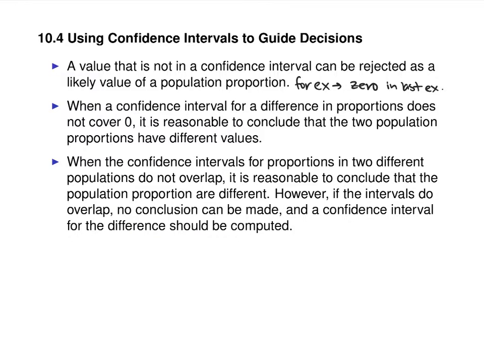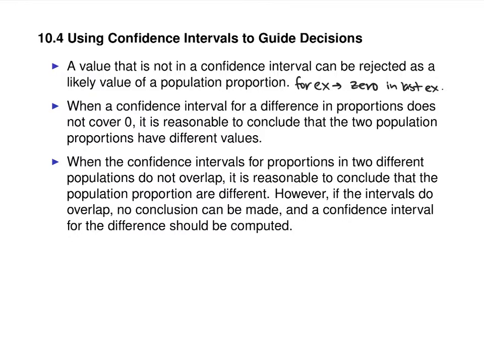When a confidence interval for a difference in proportions does not cover 0, it's reasonable to conclude the two proportions have different values. Or if you have two confidence intervals for proportions in two different populations and they don't overlap, it's reasonable to conclude that the population proportions are different.